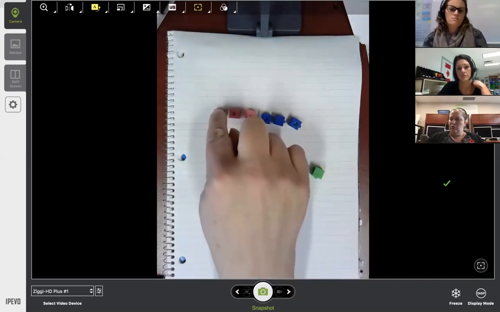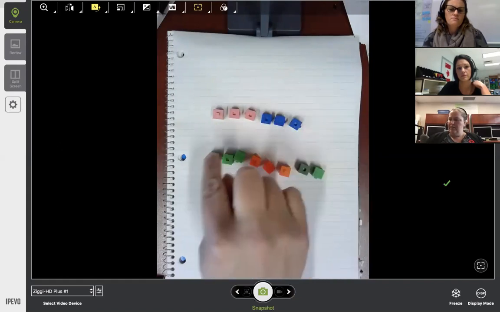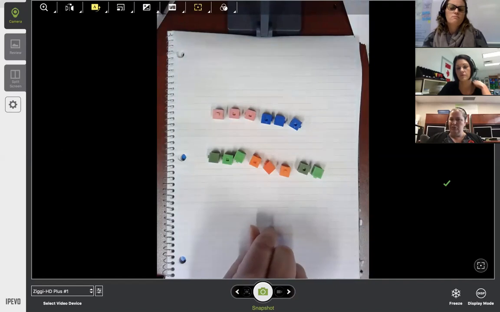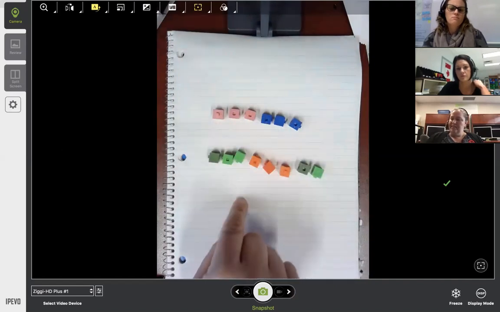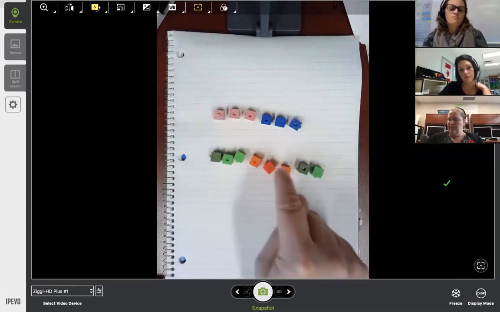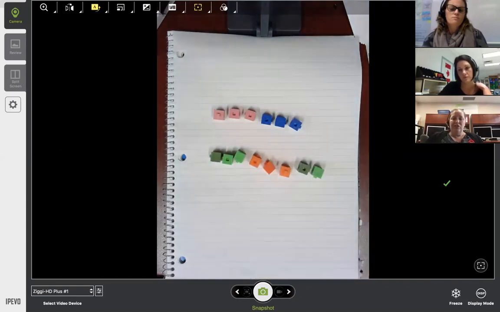So 1, 2, 3, 4, 5, 6. 1, 2, 3, 4, 5, 6, 7, 8. When they first build the 2 sets, and then 1, 2, 3, 4, 5, 6, 7, 8, 9, 10, 11, 12, 13, 14. So the child will say the number 1 3 times.